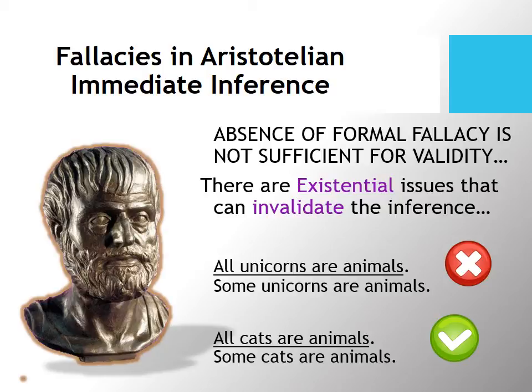And that means he has to introduce something into his system other than a formal element because these arguments have the same form. Existential issues, the fact that unicorns don't exist, can invalidate an inference for Aristotle's system. And it's an issue other than form that probably is a detriment to his logic.